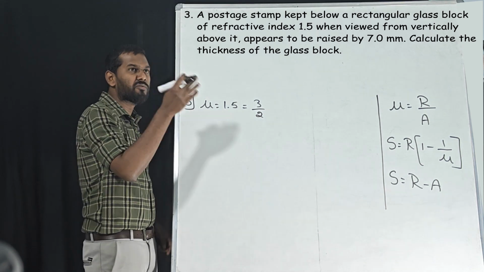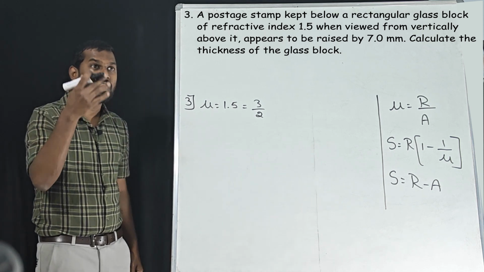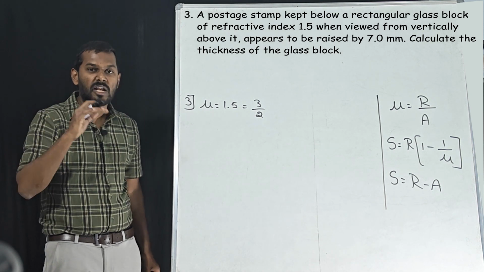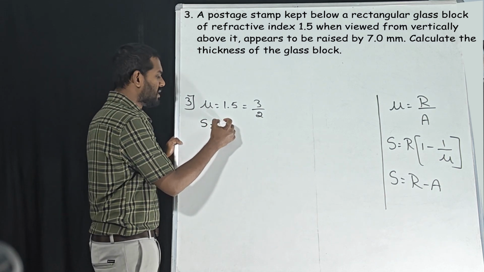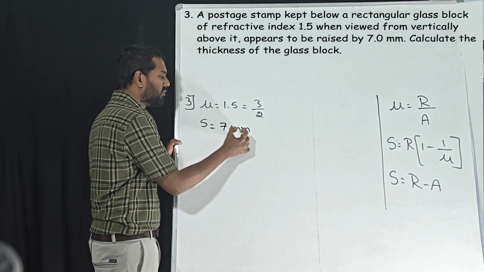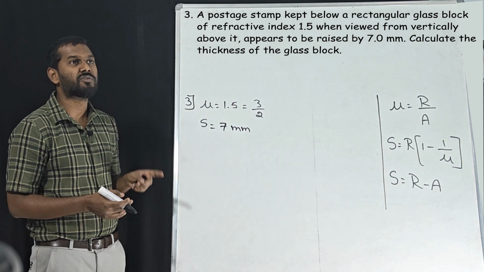Next, when viewed from vertically above it, it appears to be raised. Whenever they use "appears to be raised," that means they are talking about shift. So shift is given as 7 mm. Don't worry about the unit, we'll convert it later. Next, calculate the thickness of the glass slab.